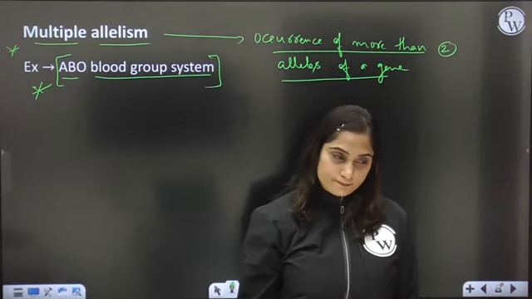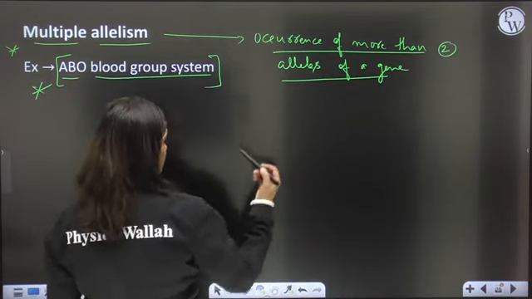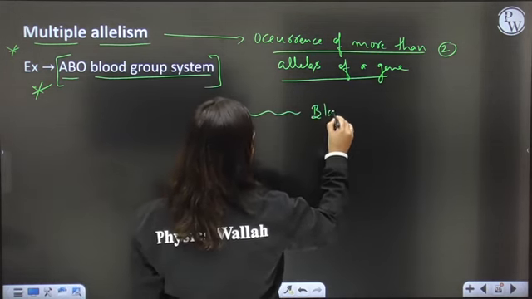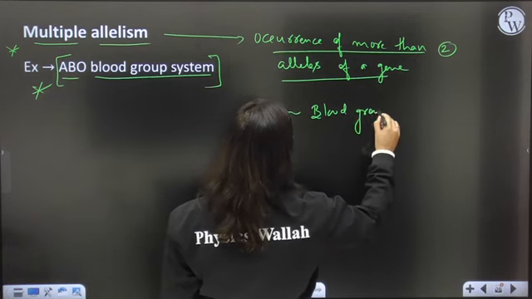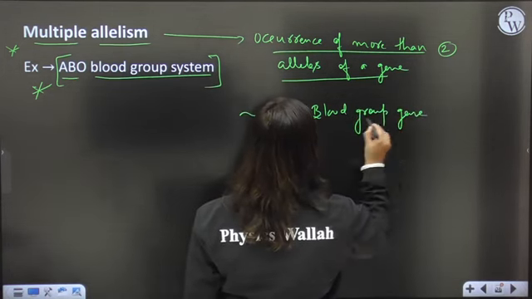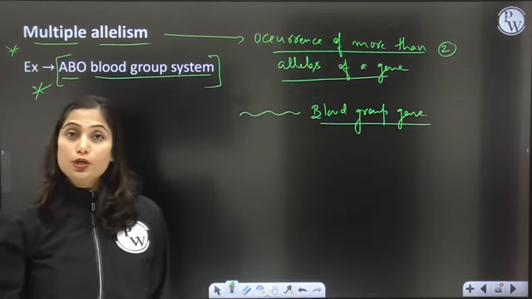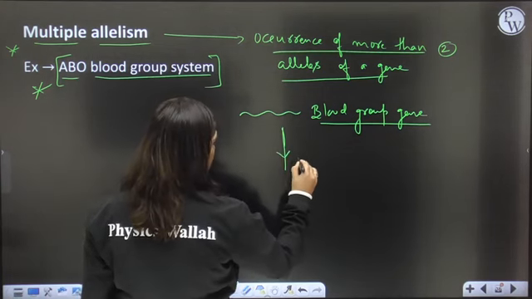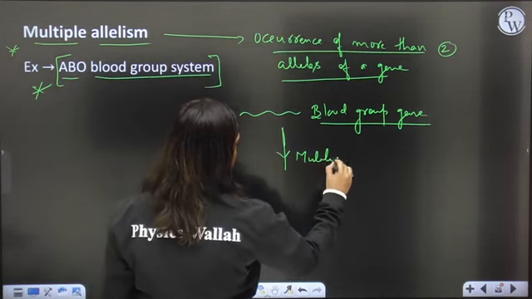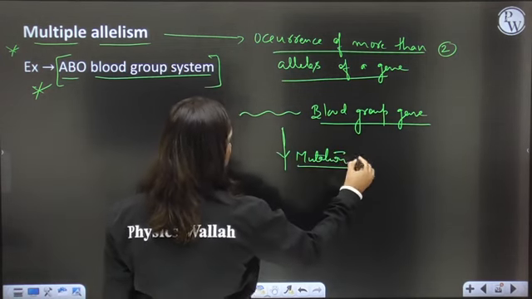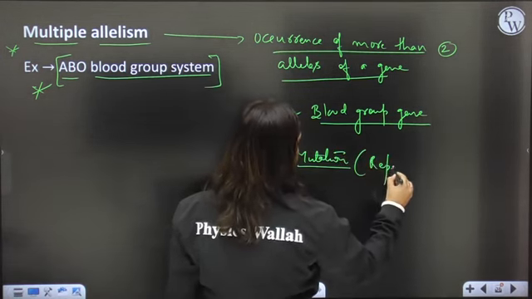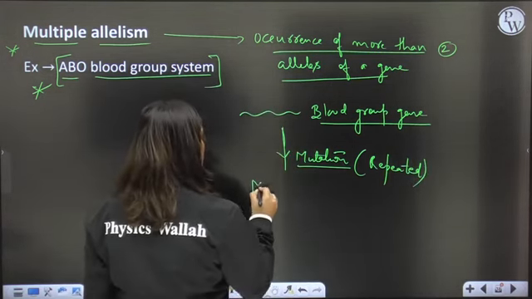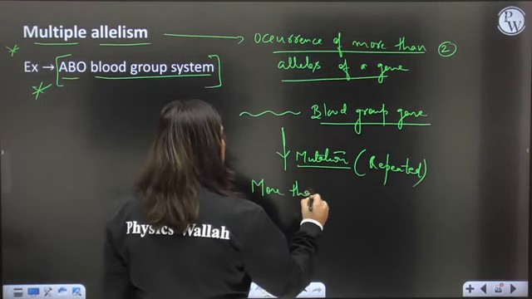What does it say? Let's see. Suppose, for instance, I have taken the blood group gene. This is the blood group gene. And during the course of evolution, this blood group gene has undergone mutation, and that too repeated mutations. This gene has undergone repeated mutations to form more than two forms.